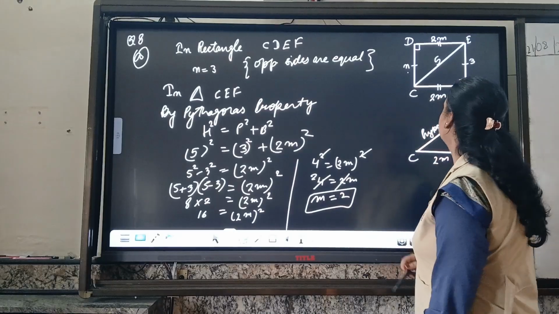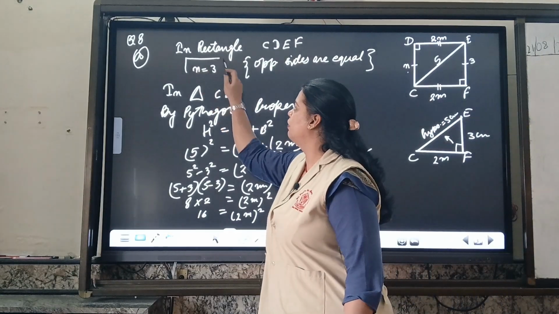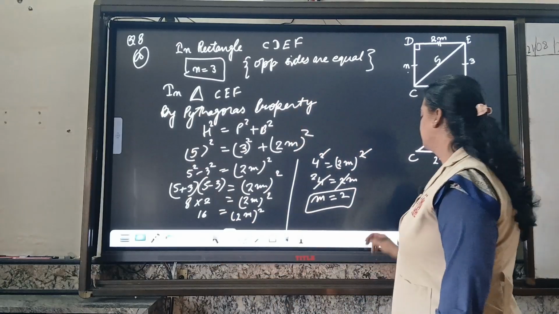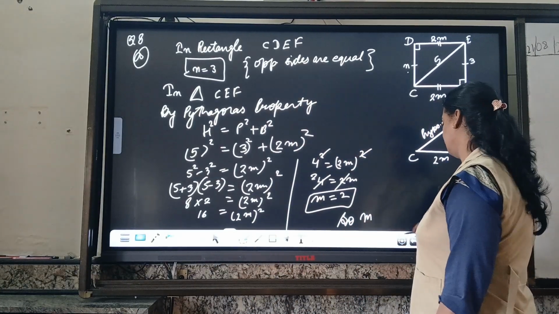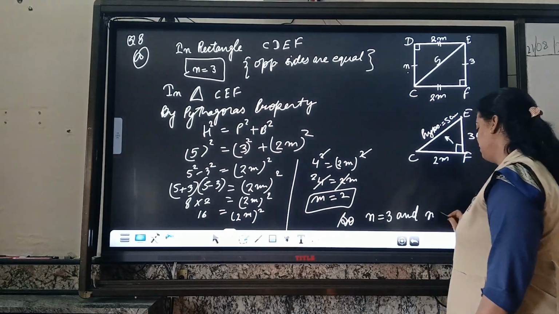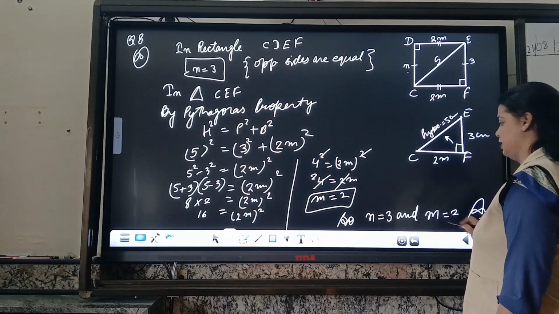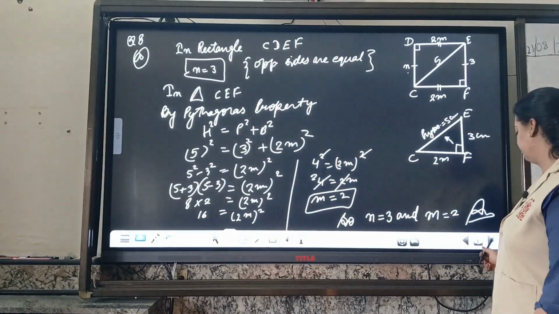Now we have m is equal to 2, and it was the only answer which we had to find. Earlier we have taken out the value of m. So n is equal to 3 and m is equal to 2. Here we have the answer. Now we will go for the next question.